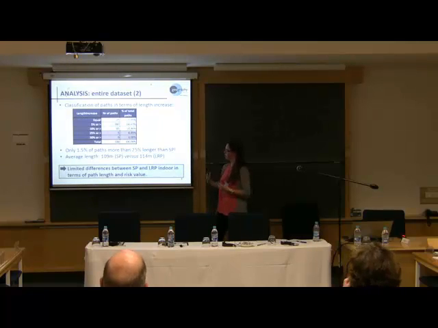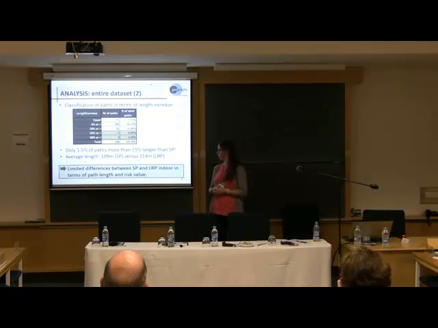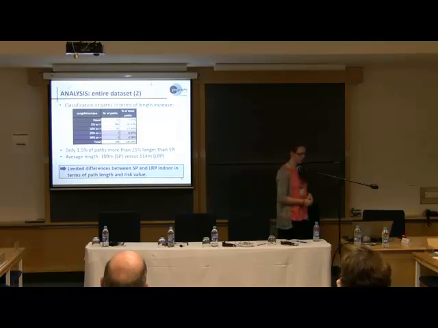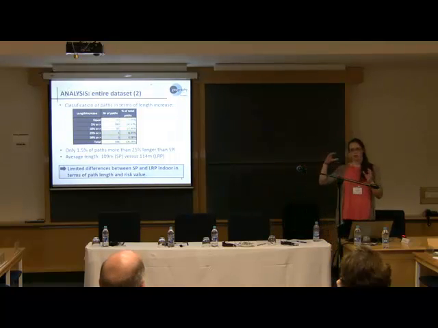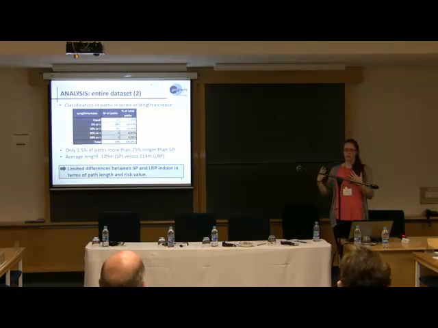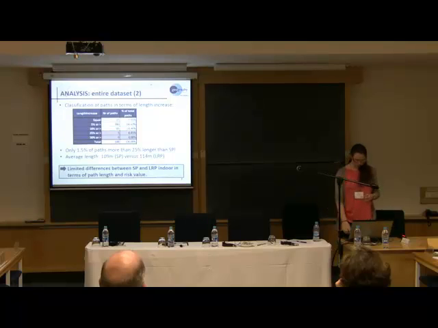It shows that there's only a limited difference between the shortest path and the least risk path indoor in terms of path length and risk value. This might indicate that the least risk path might coincide with the shortest path, and that might mean that the shortest path is already the least risk path, or that the original least risk path algorithm doesn't really work well in indoor space.